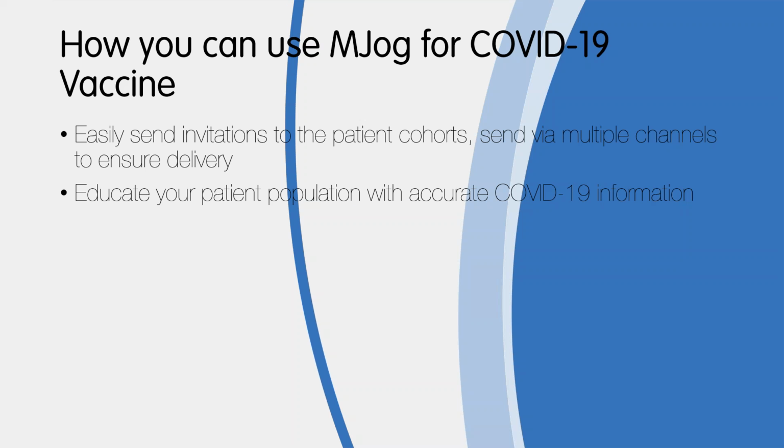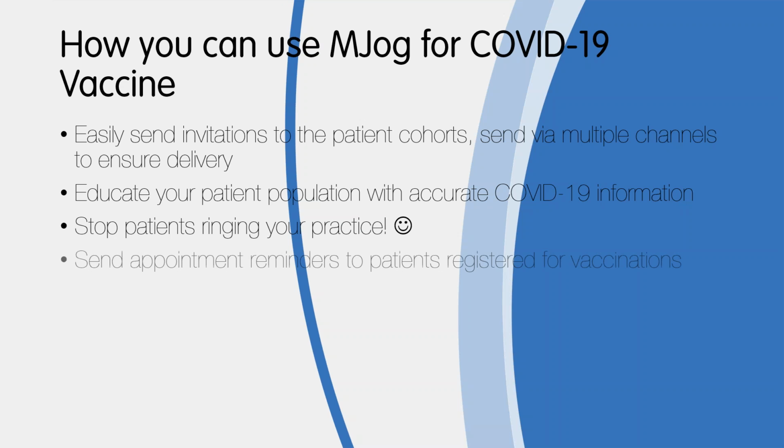One thing we can do really, really well, and this is what practices use MJog for every week, is educate your patient population with accurate COVID-19 information. Lots of practices are getting rung all the time by patients asking, what's going on with the vaccine? When can I get it? Etc. So educate the patient population with a really good campaign. We've already pre-built those for you as well. So stop patients ringing the practice.